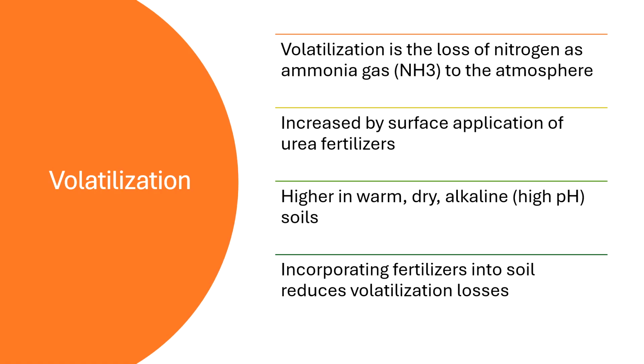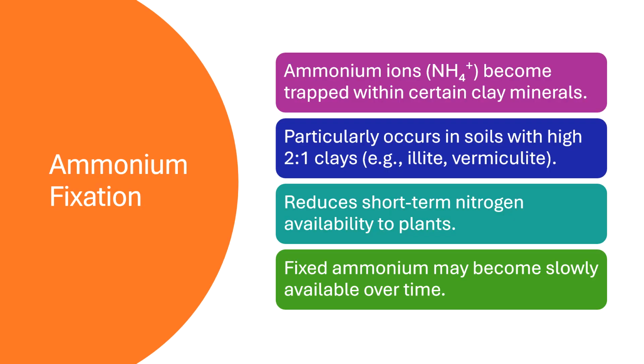Volatilization is the loss of nitrogen as a gas to the atmosphere. It increases with surface application of urea fertilizers. It is typically higher in warm, dry, alkaline soil. Ammonium ions become trapped in certain clay minerals. Particularly, this occurs in soils with a high 2:1 clay content. It reduces short-term nitrogen availability to plants, and fixed ammonium may become slowly unavailable over time.